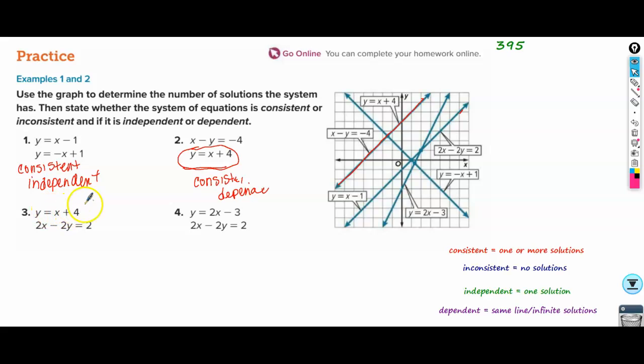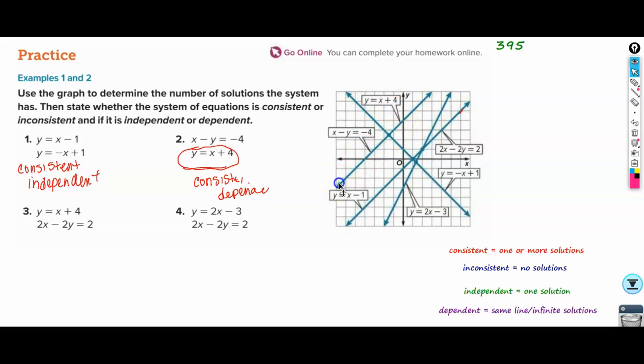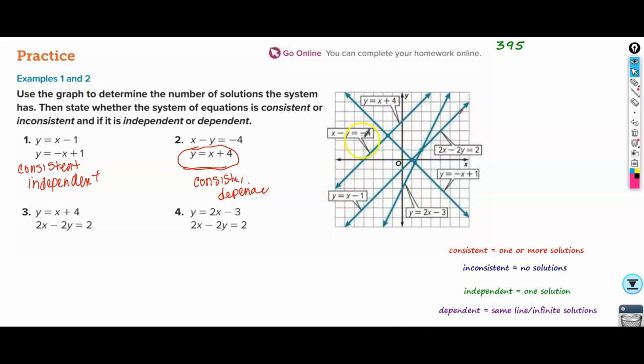All right, number 3, y equals x plus 4. Y equals x plus 4 is this line right here. And 2x minus 2y equals 2 is this line here. I think we're both getting the idea here. These are parallel, all right? So because they're parallel, they have no solution. There is no point that solves both of these. They're inconsistent.